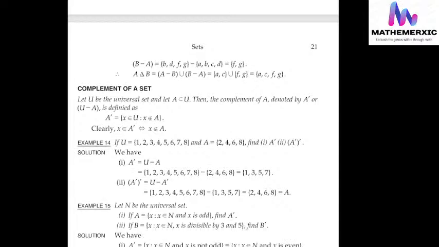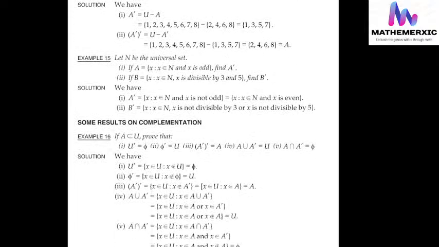So what else we are trying to understand from here is the complement of a set. Let U be the universal set and A is a proper subset of U. Then the complement of A, denoted by A dash or U minus A, is defined as A dash or A complement will be x such that x belongs to U such that x is not belonging to A. x belongs to A dash if and only if x does not belong to A. That is the logic of complements.